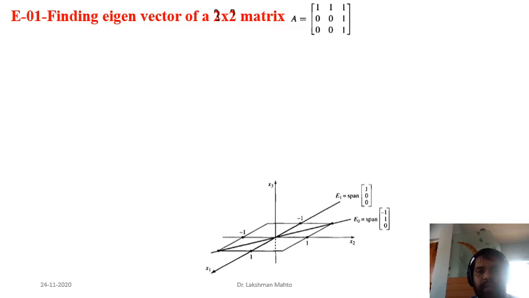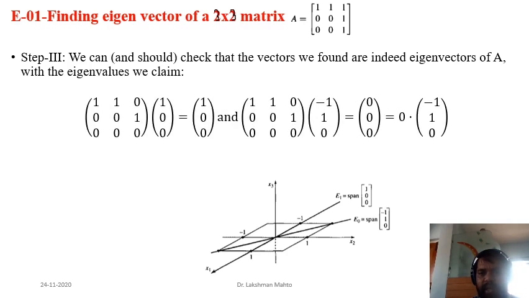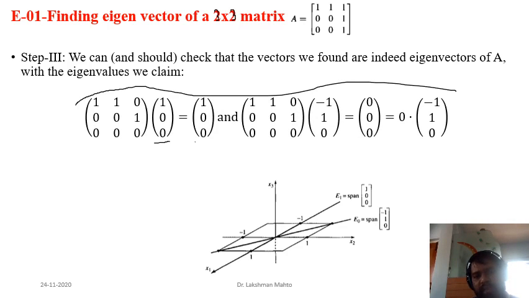This one is the 3 by 3 matrix. We had already seen what the eigenvalues and eigenvectors are, so we can check that these vectors are actually eigenvectors. The verification I have already done on the previous page. If you multiply the matrix by this kind of vector, you will get the same vector. That's why we say that (1, 0, 0) is one of the eigenvectors of this matrix.